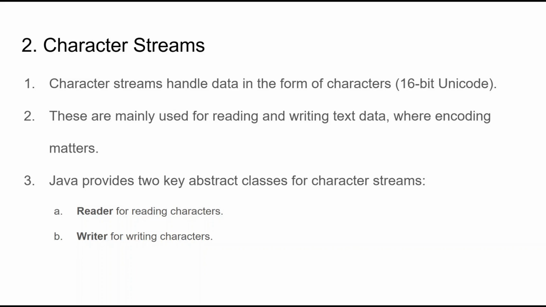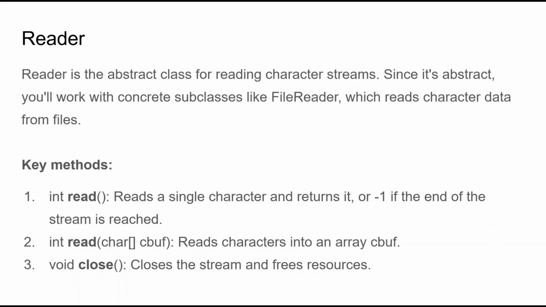Java provides two key abstract classes for a character stream. One is Reader and another one is Writer. As the name suggests, Reader means reading characters and Writer means writing characters. Let's see, Reader is the abstract class, where method declarations will be there. The body you can find in the subclasses. For reading a character stream, since it's abstract, we will work with the concrete subclasses. Like for Reader, we have a subclass called FileReader, which reads the data from files.